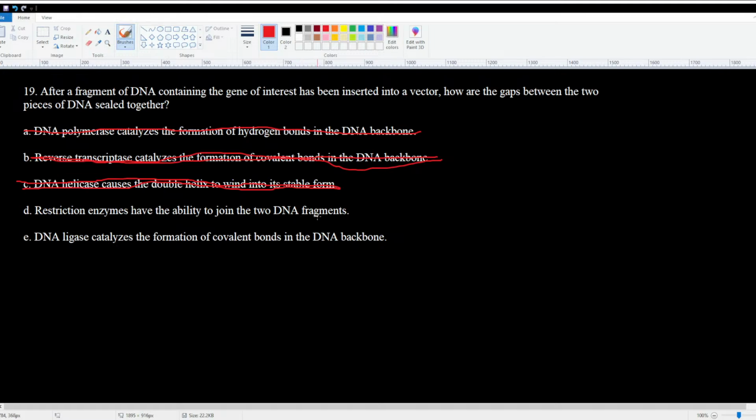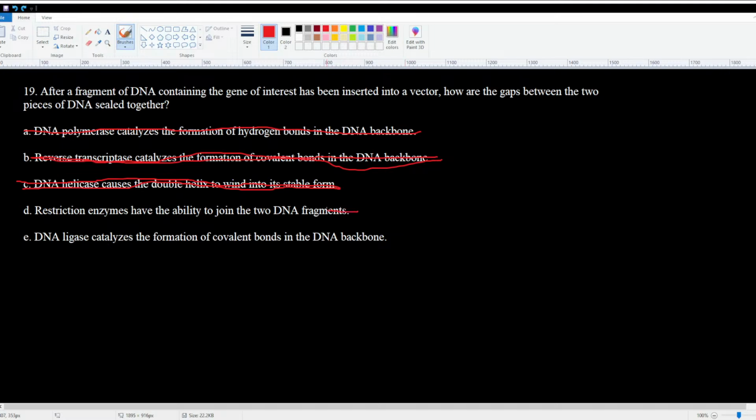And D is saying restriction enzymes have the ability to join together two DNA fragments. Well, we talked about a restriction enzyme earlier, didn't we? With the sticky ends, right? We talked about the palindromic sequence. Restriction enzymes have the exact opposite effect. They don't join together two DNA fragments. They actually split apart a DNA fragment so something can be inserted.